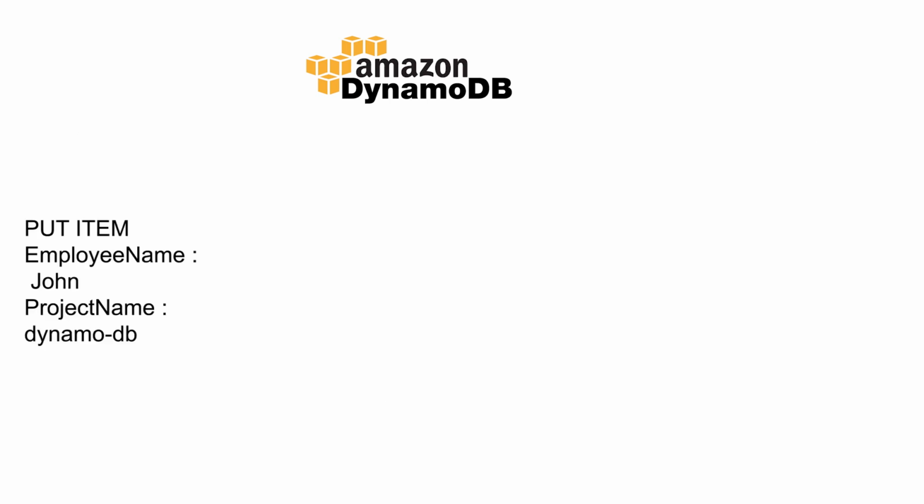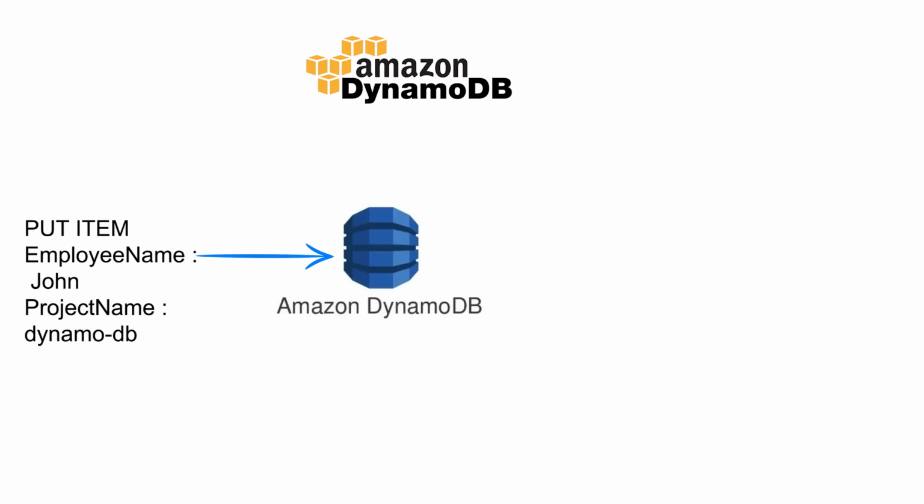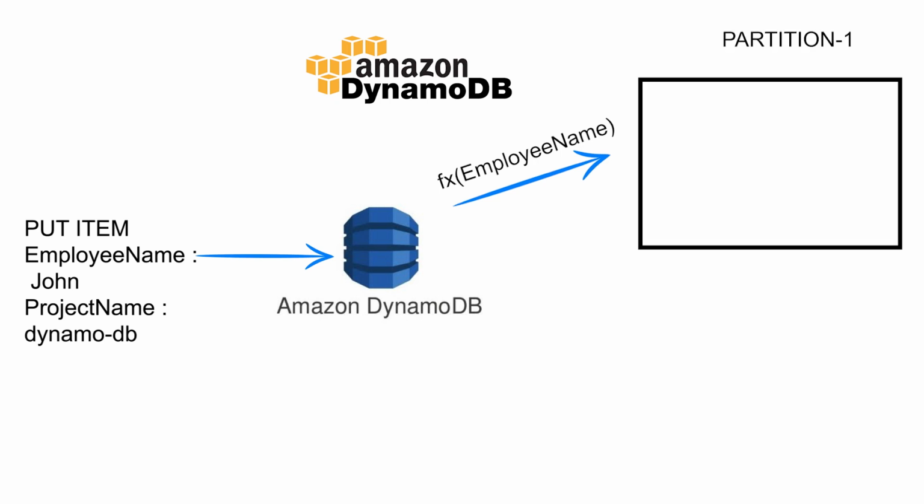Now let's see what happens when we try to put an item or insert an item into a DynamoDB table. We have an item here with the employee name as John and the project name as DynamoDB. Employee name here is the partition key. So based on the partition key, hash code will be calculated and based on the hash code, a partition would be decided and the item would be inserted in that particular partition.